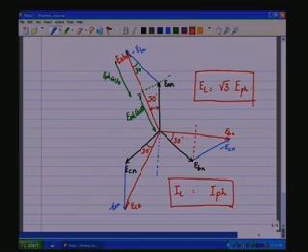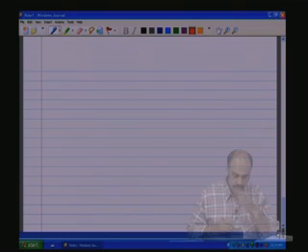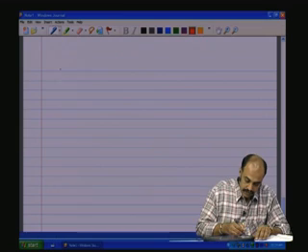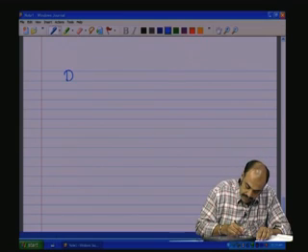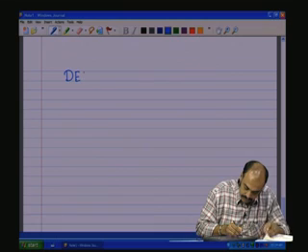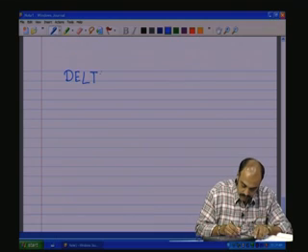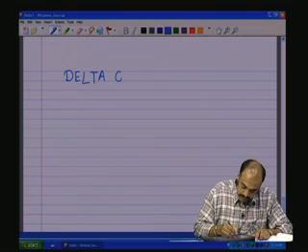So, in the case of the star circuits, these two are the important relationships that you have to remember between the line side parameters and the phase side parameters, between the line voltages and currents and the phase voltages and currents. Now, coming to the delta circuit.